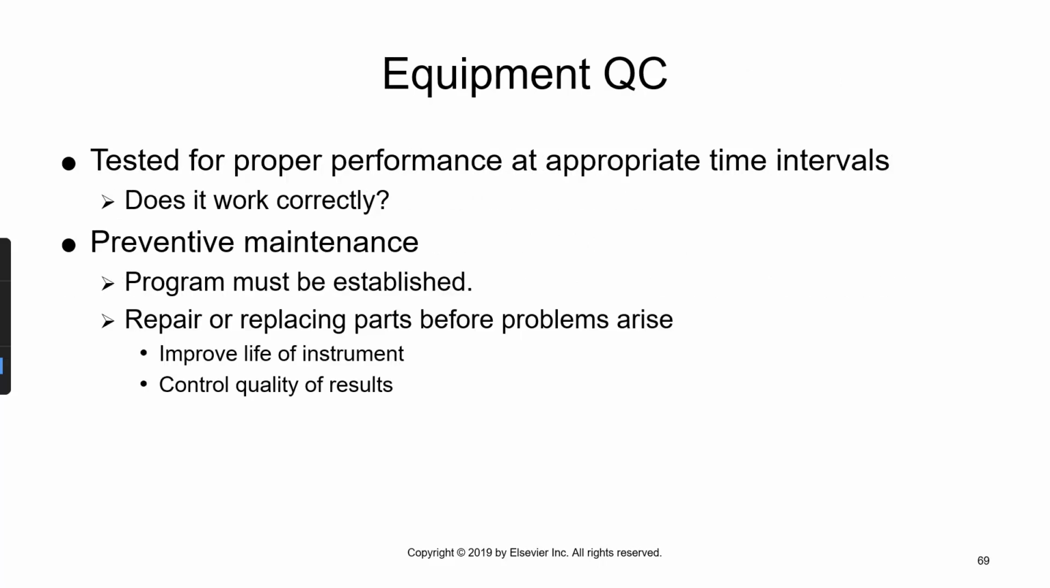Equipment QC, tested for proper performance at the appropriate time intervals. Does it work correctly? So if we have a molecular test for identification of a particular pathogen, we would run QC organisms, quality control organisms, which means that we know that they're supposed to produce either a positive result or a negative result. We would run those frequently. Sometimes it's daily QC, sometimes weekly. Very rarely would we run them only monthly, but daily or weekly, depending on how many of these tests we run in the lab. A preventive maintenance program must be established. Repair or replace parts before problems arise.